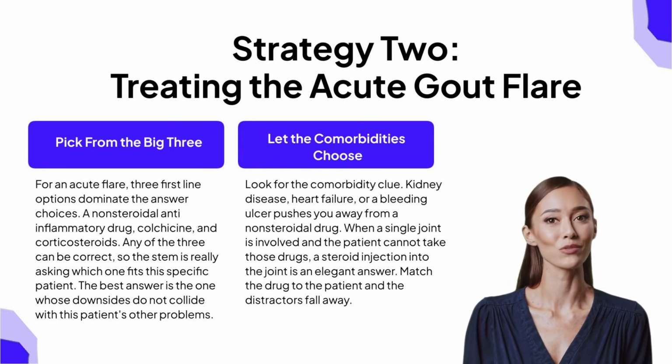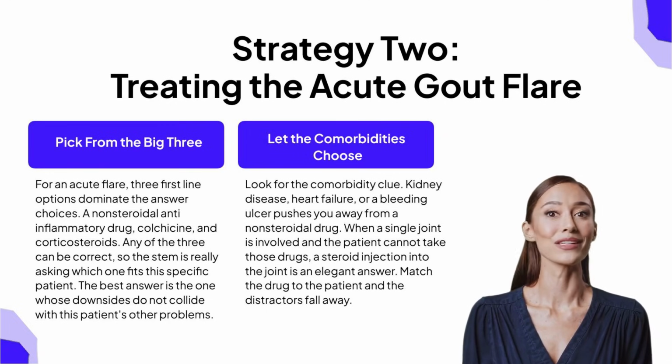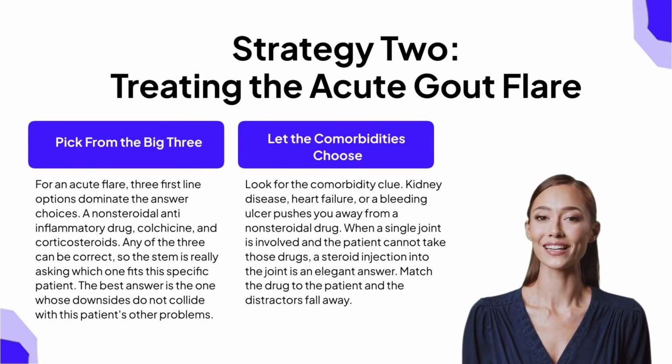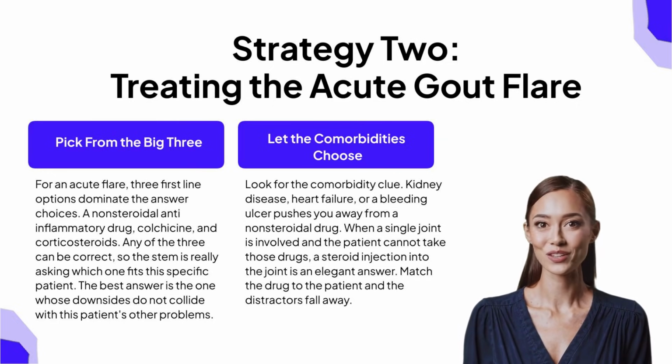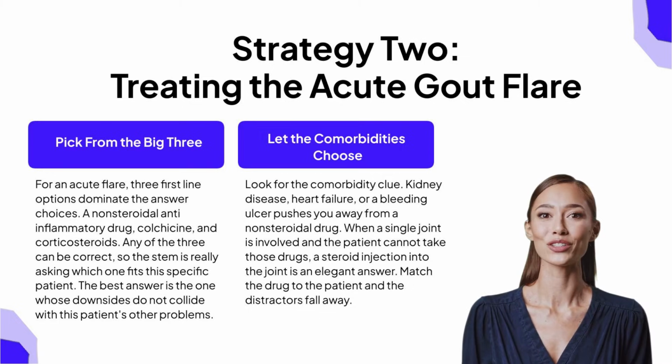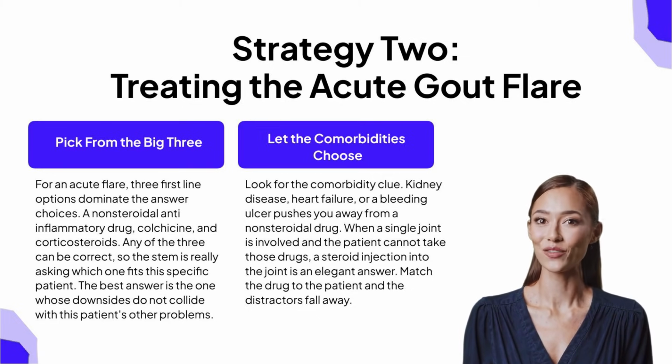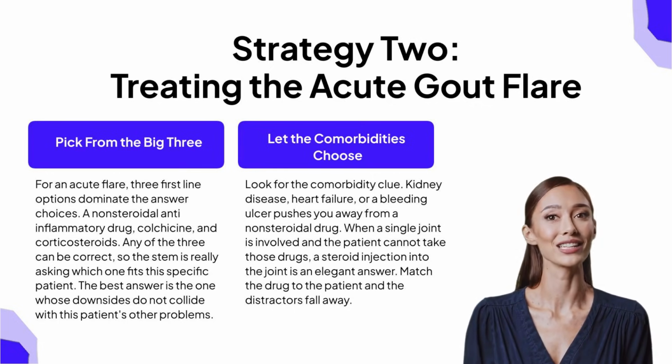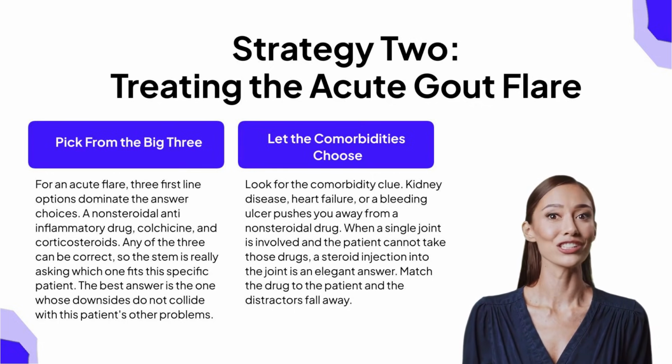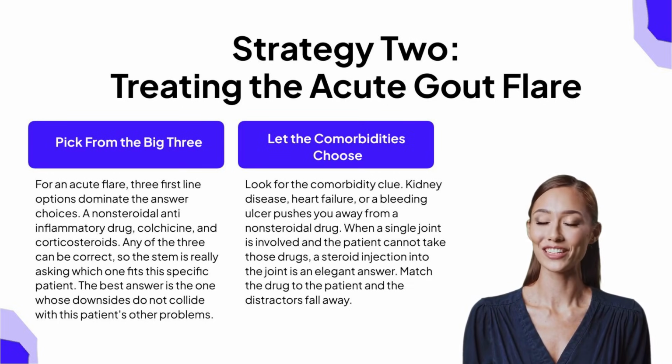Second, let the comorbidities choose for you. If the stem mentions kidney disease, heart failure, or a bleeding ulcer, the non-steroidal drug becomes the wrong answer, and a steroid becomes attractive. If only one joint is involved and the patient cannot take those medicines, injecting a steroid directly into that joint is often the elegant intended answer.